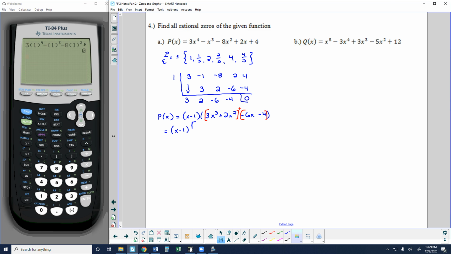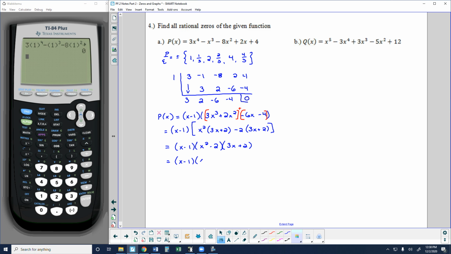Now, if I group, my GCF for that first group is an x squared, which would leave me with 3x plus 2. Then my GCF for the second group would be negative 2, which would leave me with 3x plus 2. This is good. So now my factors are x minus 1, still out there in front, x squared minus 2, my coefficients, and 3x plus 2.